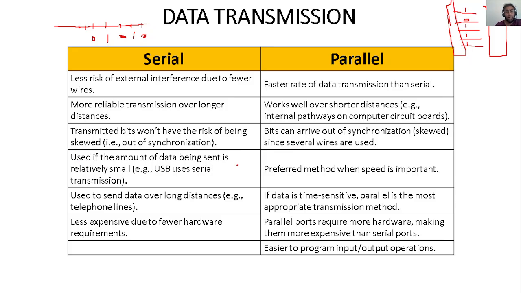Parallel is used if the amount of data being sent is relatively small, and it is the preferred method when speed is important. Okay, serial is used to send data over long distances. If data is time sensitive, parallel is the most appropriate transmission method. Parallel is for time sensitive, and serial is for distance sensitive, over long distances. Less expensive due to fewer hardware requirements. Serial is less expensive. Parallel is very expensive, requires very complex hardware, making it more expensive than serial, and it is easier to program input output operations in parallel.